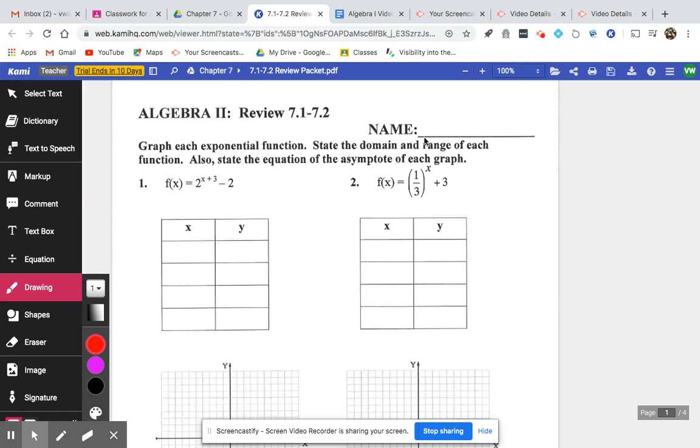I'm going to see if this pen works. There we go. It wasn't working earlier, but hooray, it works.